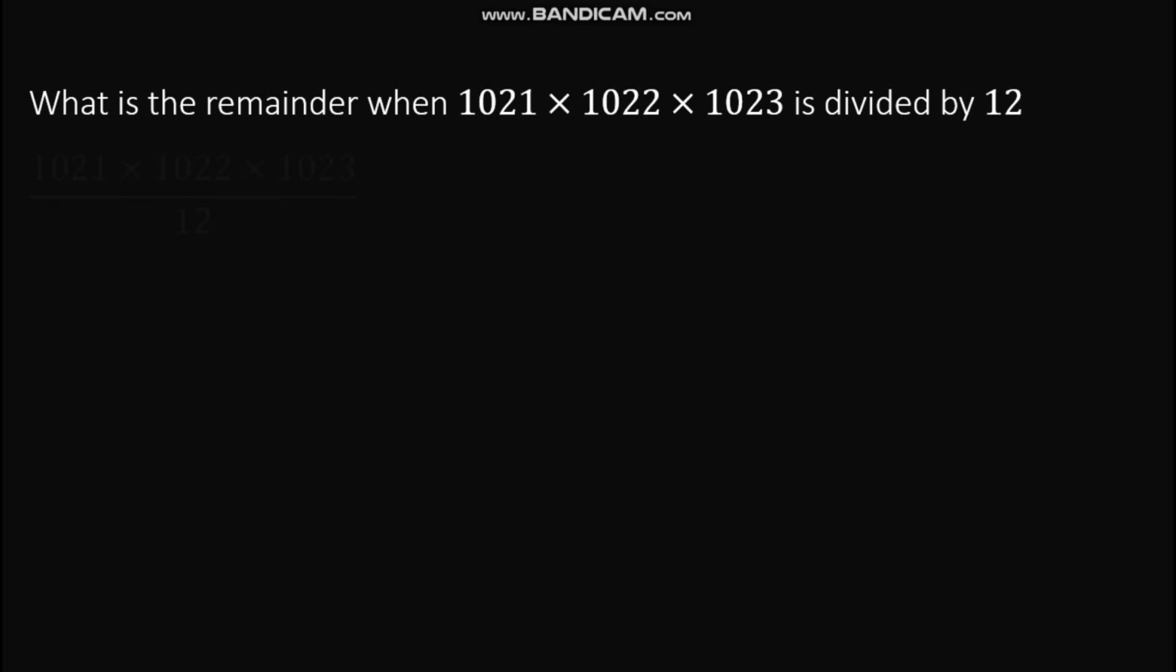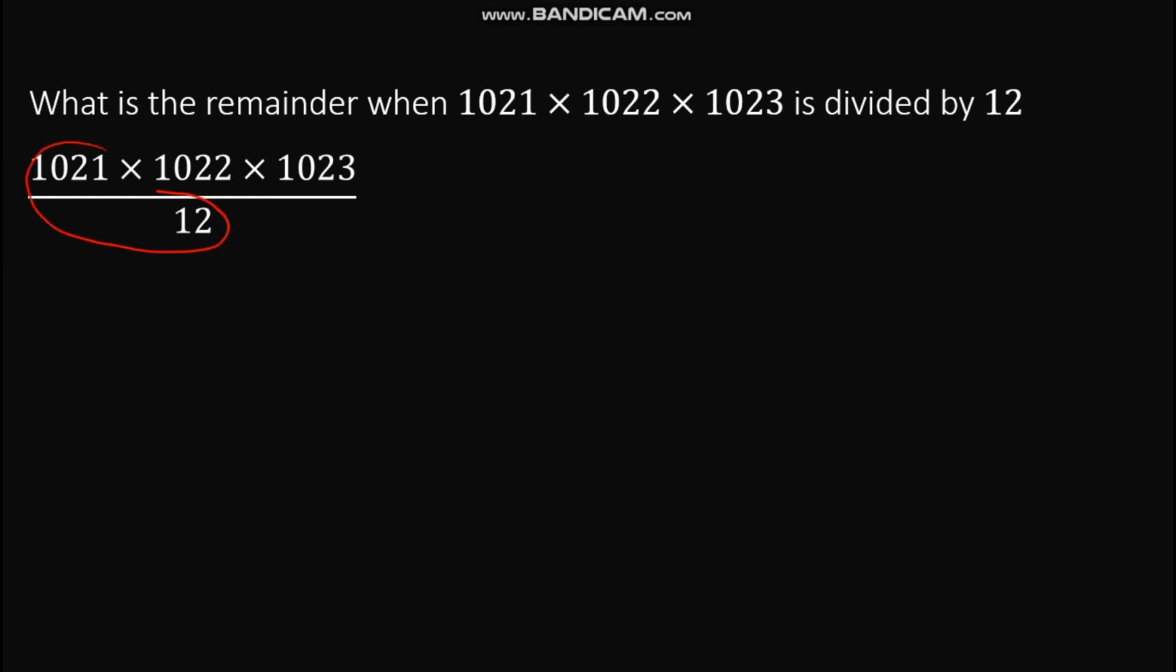What is the remainder when 1021 into 1022 into 1023 is divided by 12? So these numbers are consecutive, so we have an advantage here. If we find the remainder in the first case, we should be able to find the remainder in the second and third case very easily. So 1021 divided by 12. 12 8s are 96, 6 is the remainder, which makes it 61. 12 5s are 60, 1 is the remainder in the first case.